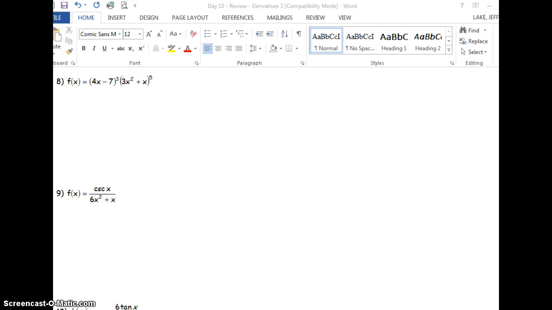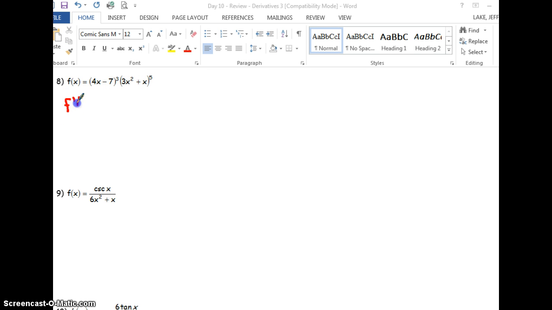So this is Unit 3, Derivatives, Review number 3. This is going to be numbers 8, 9, and 10. So number 8 here, we have a product rule. We have two items being multiplied together, so we need to go through and do the product rule.